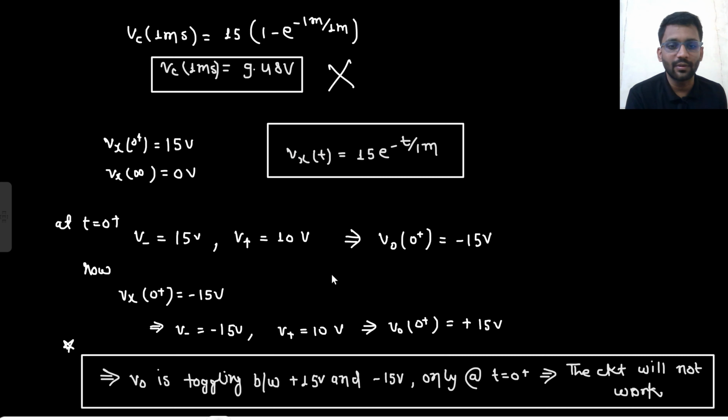So your Vx equation should change. Output is saying that I'm immediately going from 15 to minus 15, so the Vx equation will change now. Then it is saying that it will go to 15, then again it will change, again it will change. So the circuit itself is wrong, the circuit will not work.